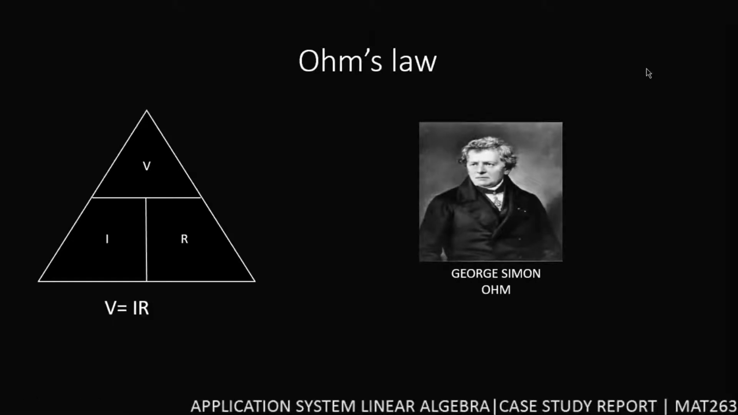Ohm's law is a simple and useful formula for analyzing circuits, developed by Georg Simon Ohm, a physicist from Germany. By his study he produced a formula which is V equal to IR. V represents voltage, I represents current, R represents resistance.